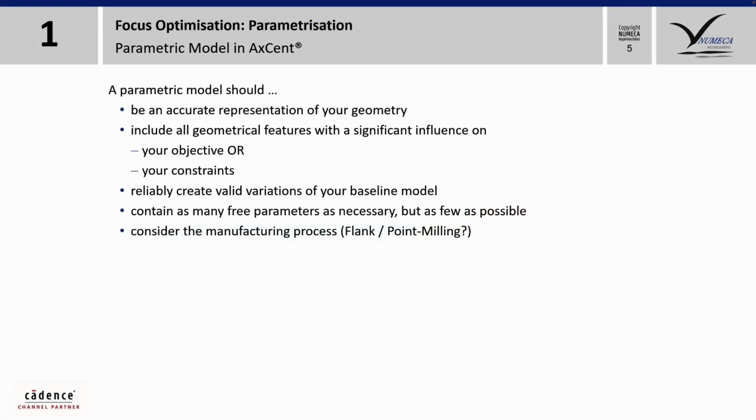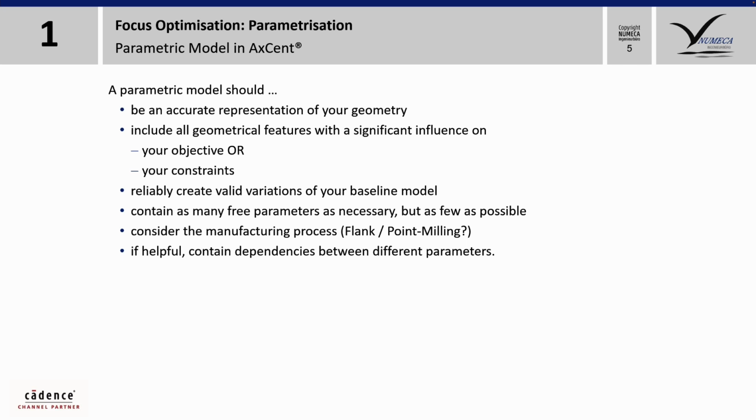Also, you might consider the manufacturing process. So if you remember what I just showed in Accent, having multiple sections along the span might lead to the fact that your geometry has to be manufactured using point milling. So if that is not an option, then having multiple sections might also cause some issues down the road. That is also something that you should decide in advance.